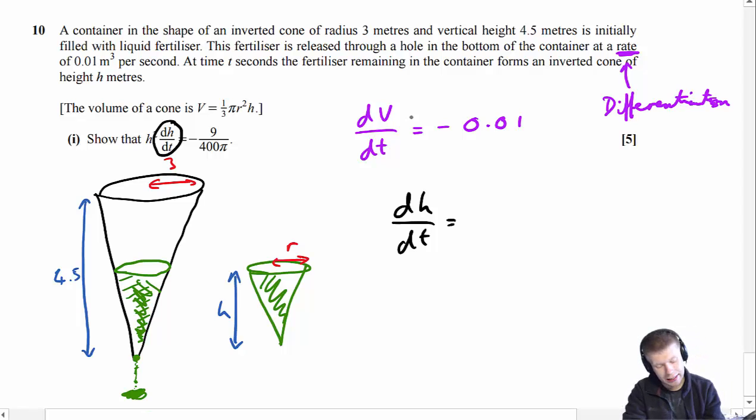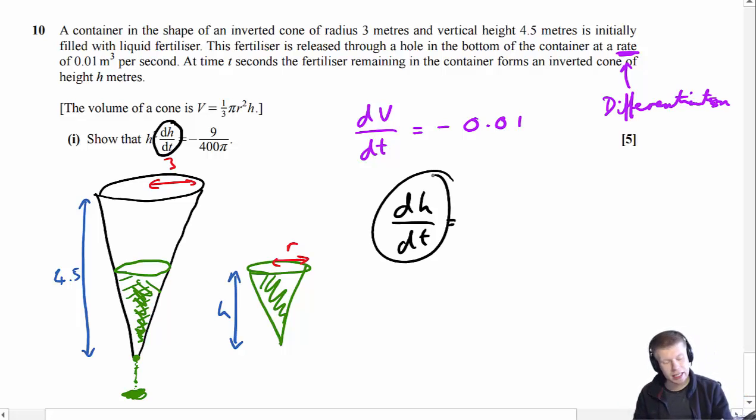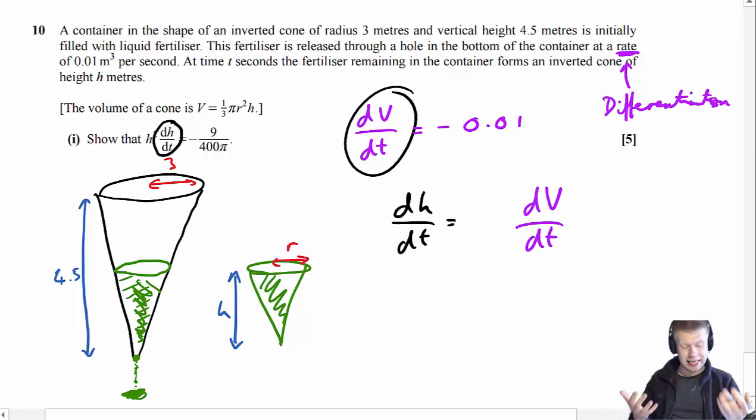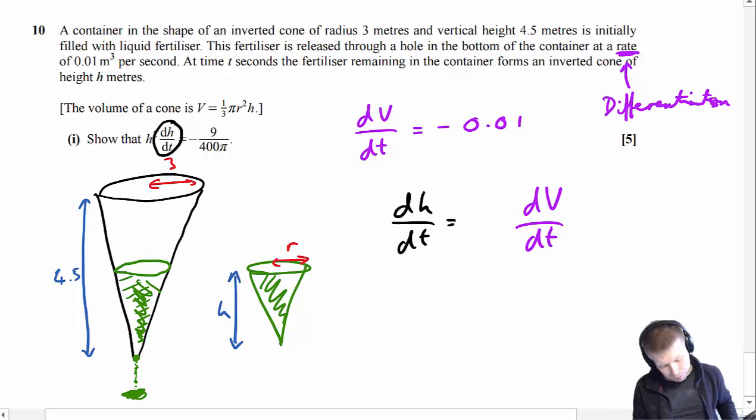Okay, and actually in this case, I've got dV by dt. So when I ask these questions, I say, right, what do I need? I need dH by dt. What have I got? I've got dV by dt. How are they connected? So what do I need? What do I need to find in order to find dH by dt?